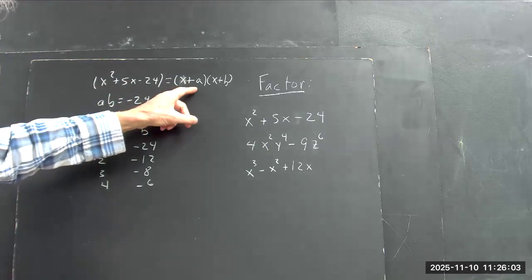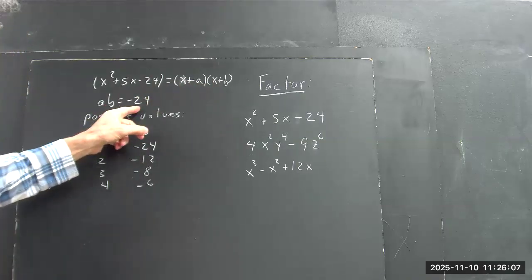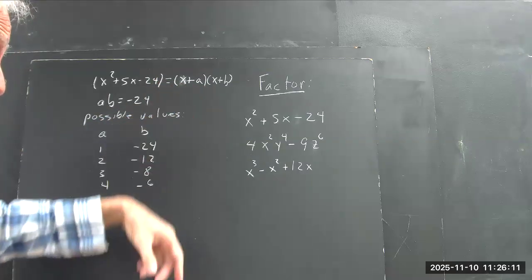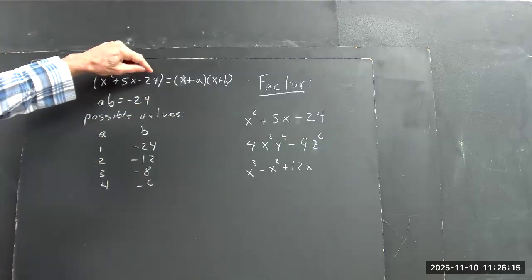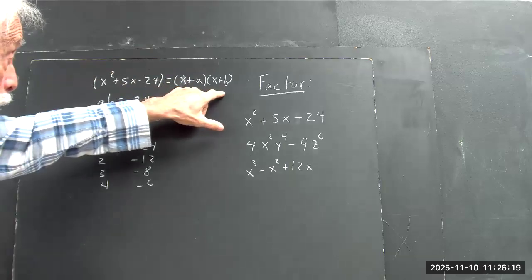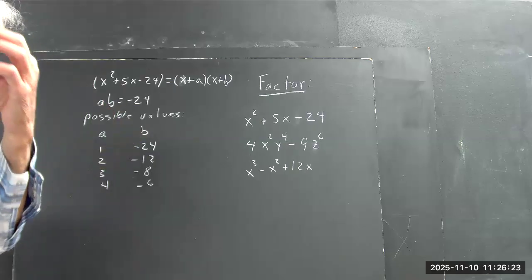Because we see if we multiply this out, we are going to have a times b, and that has to give us negative 24. Any other product we have in the distributive law here is going to involve at least an x. So the only thing that doesn't have an x is AB. So A times B has to equal negative 24.